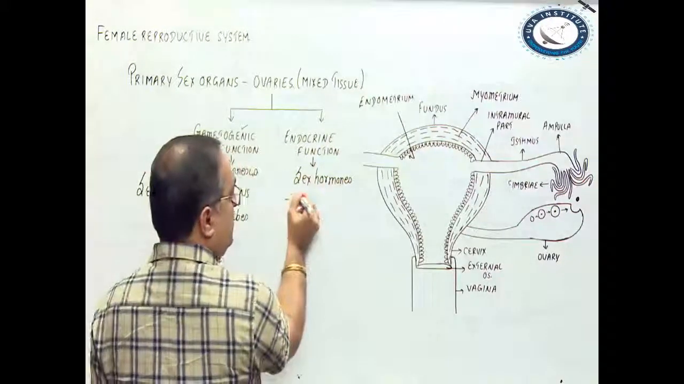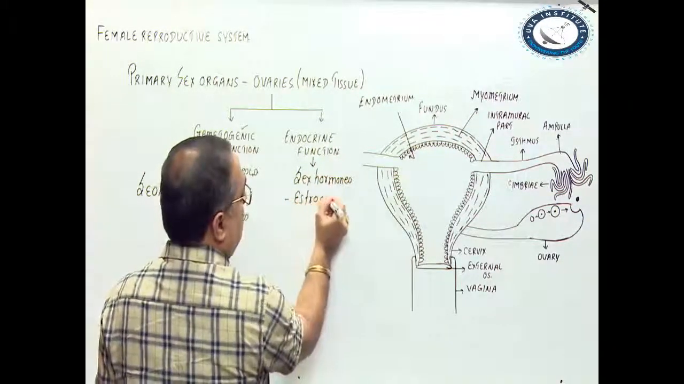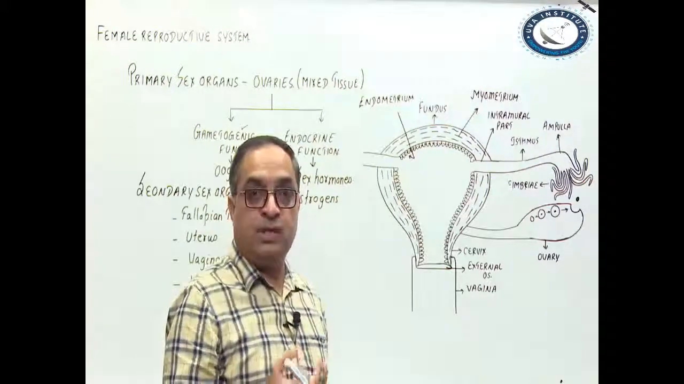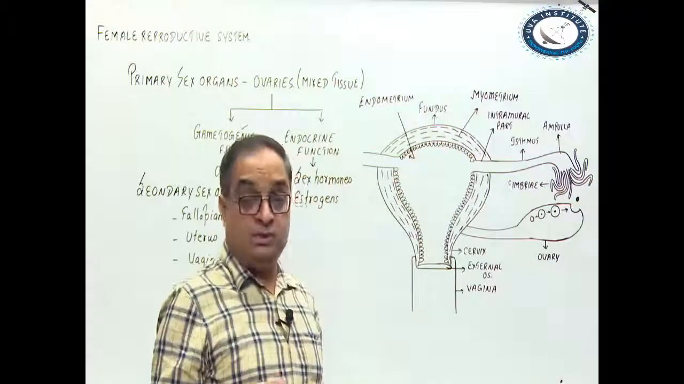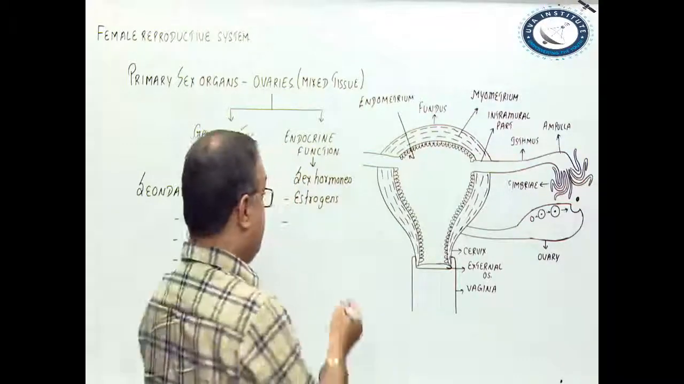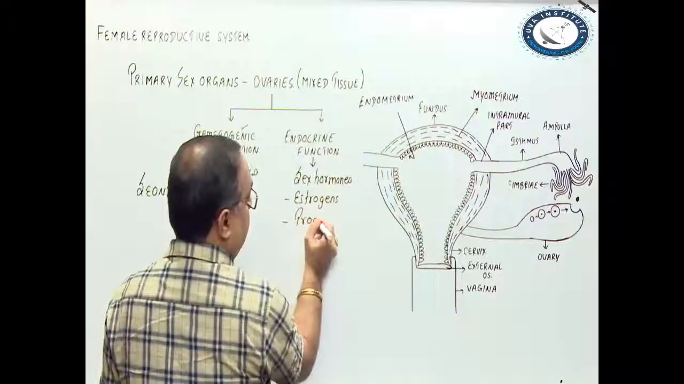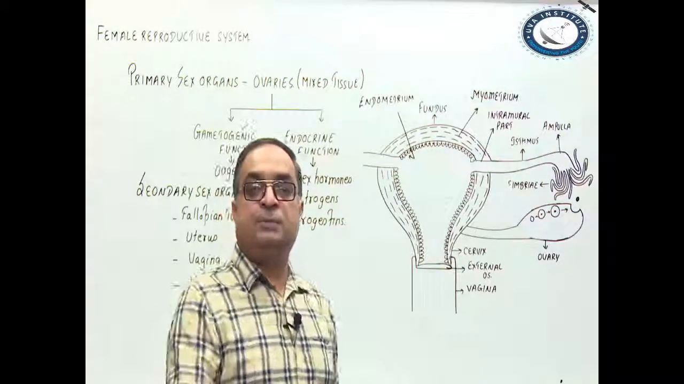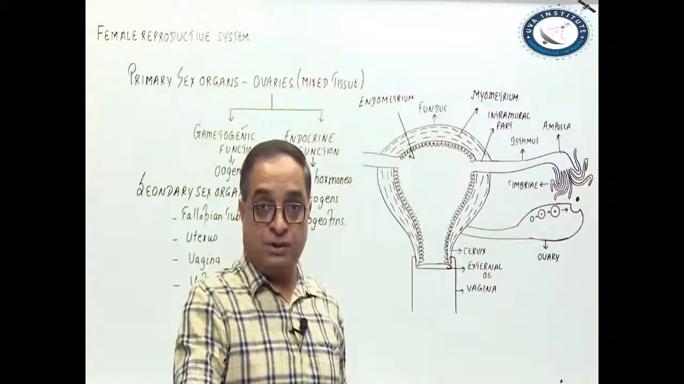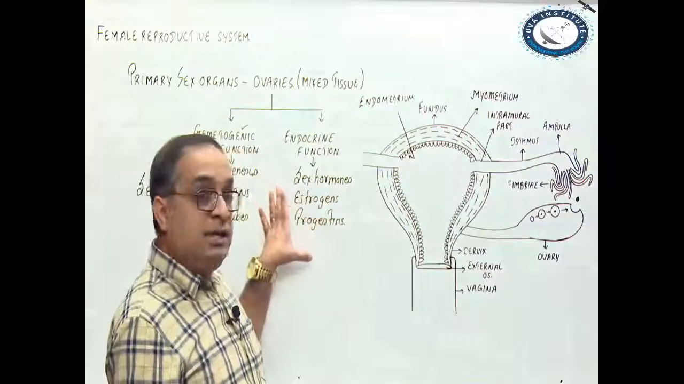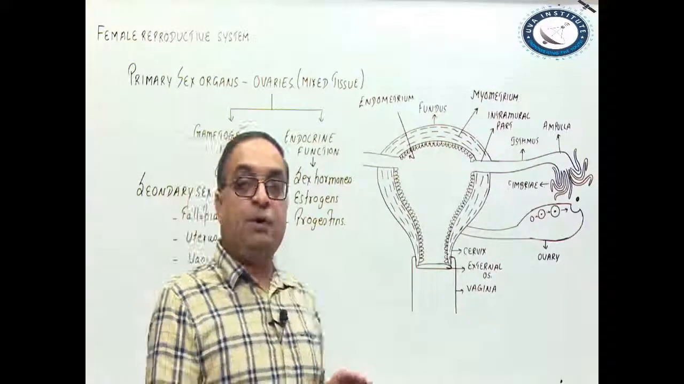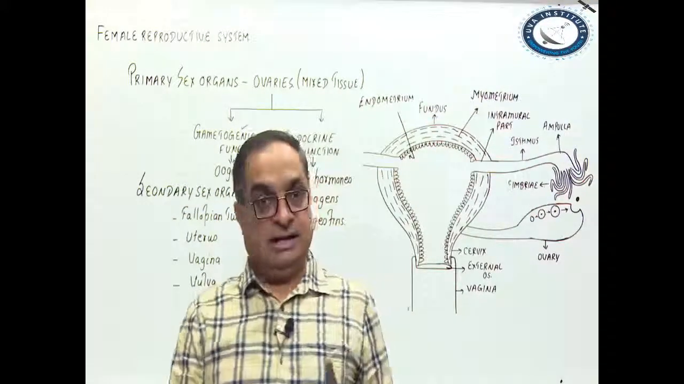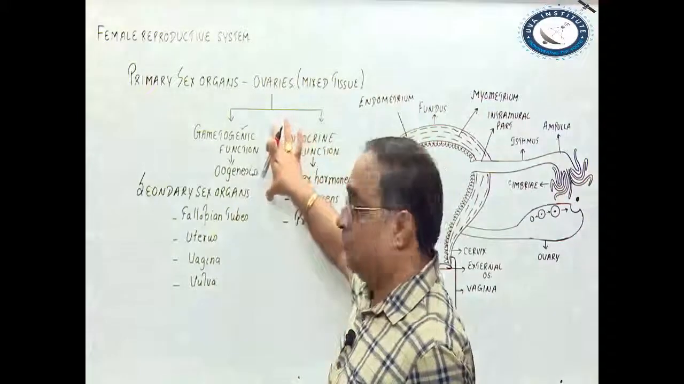The steroid hormones are what? Estrogens. When you say estrogen, estrogen is a category of steroid hormones. It includes estrone, estriol, estradiol, and progestins. Progestin is a category and it includes progesterone, 17-alpha hydroxyprogesterone. So ovaries are mixed tissues. They are performing gametogenic function, which is also called cytogenic function, as well as endocrine function, right?